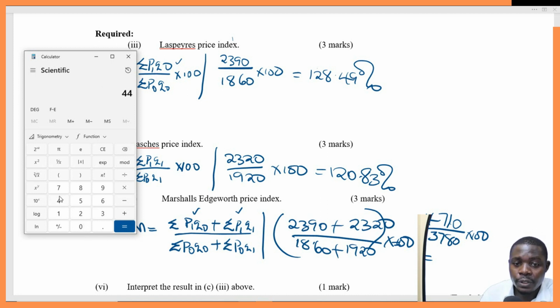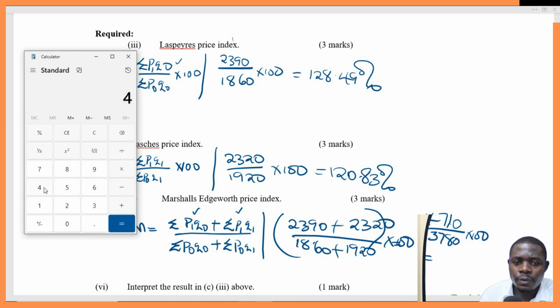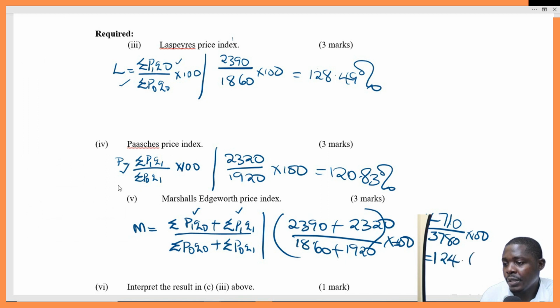4710 divided by 3780, you get 1.24. Multiplied by 100, you just get 124.6%.